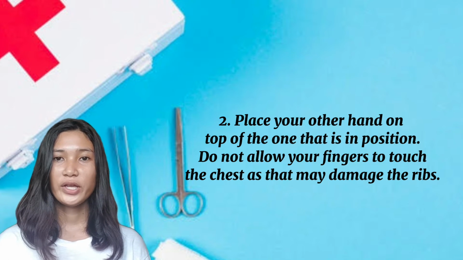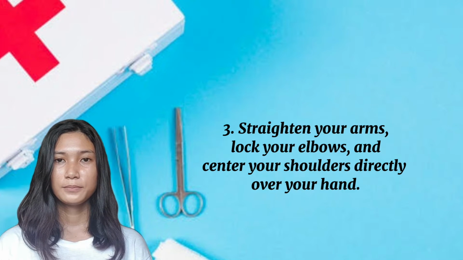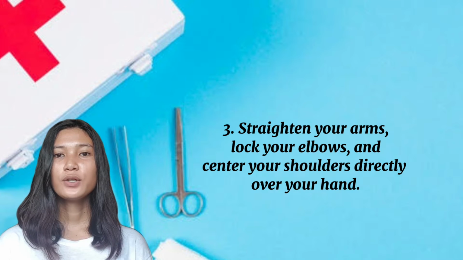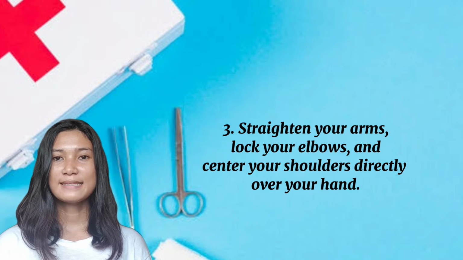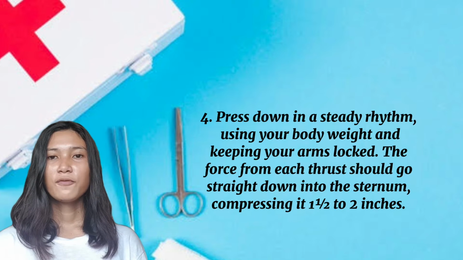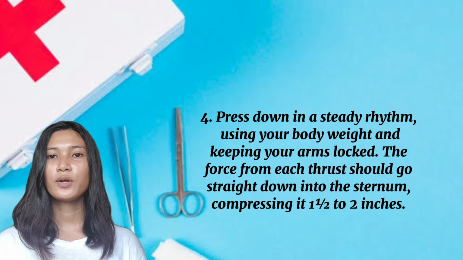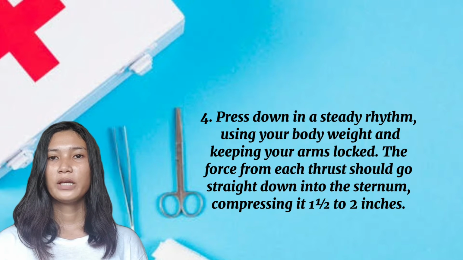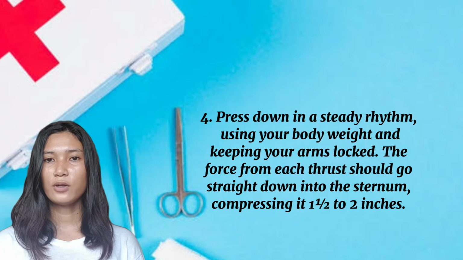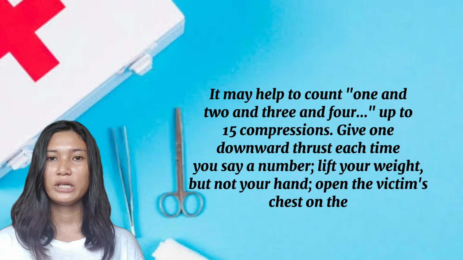Do not allow your fingers to touch the chest as they may damage the ribs. 3. Straighten your arms, lock your elbows, and center your shoulders directly over your hand. Number 4. Press down in a steady rhythm using your body weight and keeping your arms locked. The force from each thrust should go straight down into the sternum, compressing it 1.5 to 2 inches.